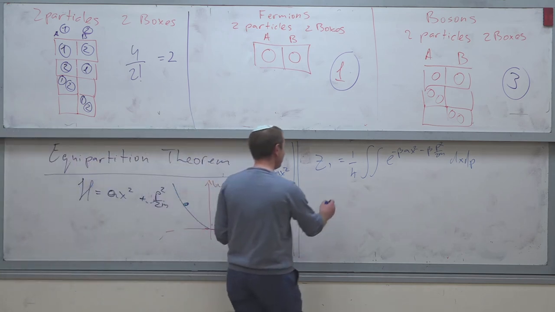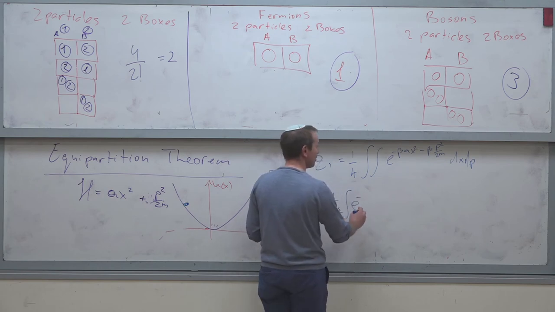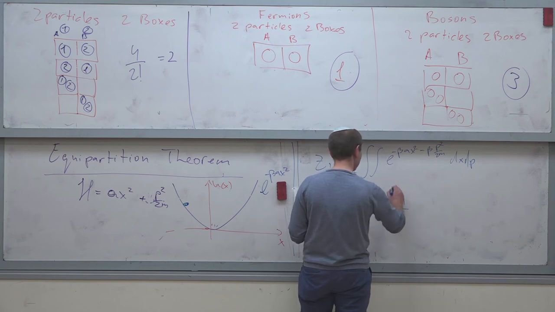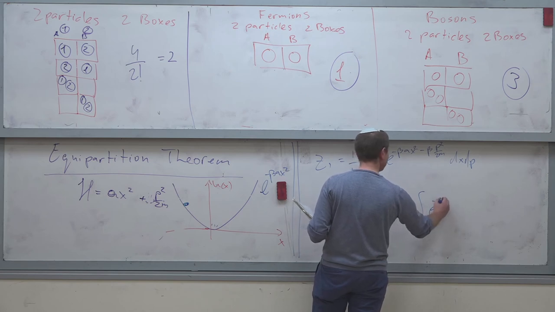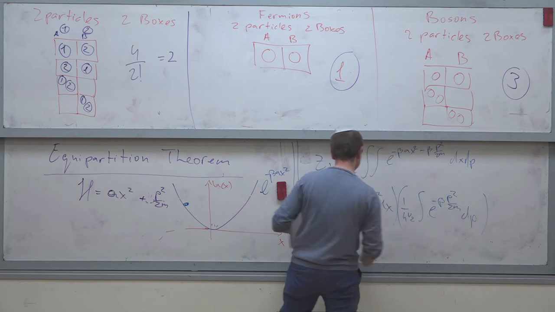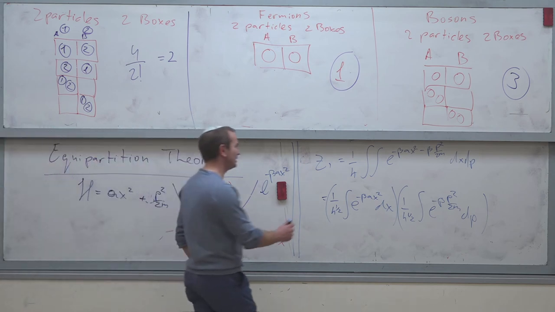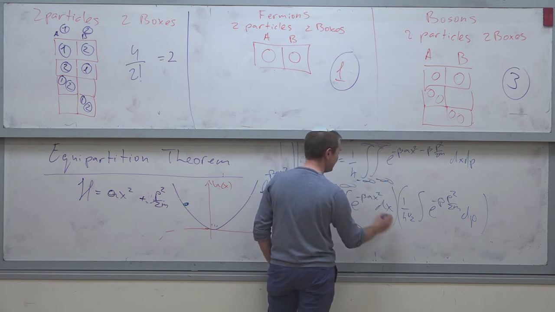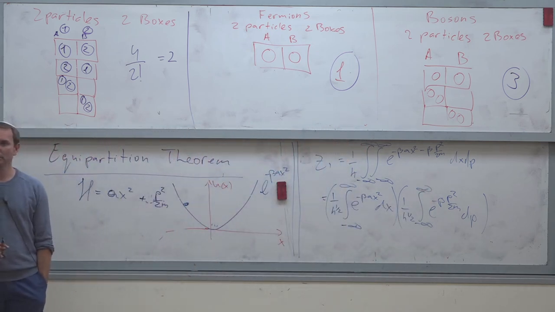So we have here two integrals, 1 over h to the 1/2, an integral of e to the power minus beta a x squared dx, and an integral of 1 over h to the 1/2, e to the power minus beta p squared over 2m dp. Now the integration is over all the space. I have 2 degrees of freedom, they are completely free, so here it's minus infinity to infinity, minus infinity to infinity, all right?